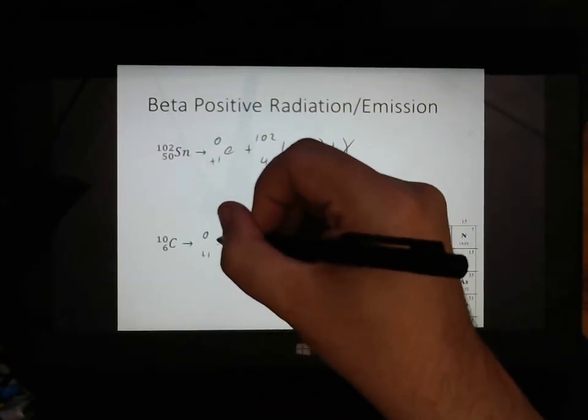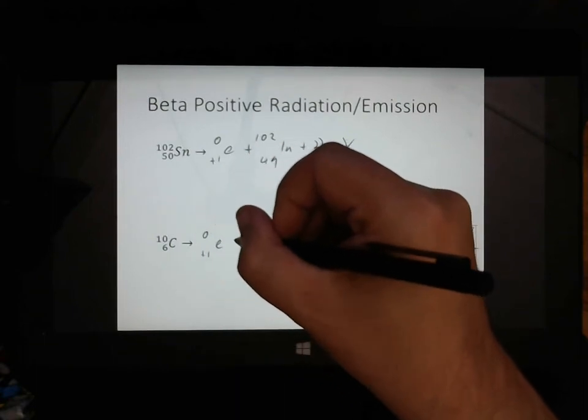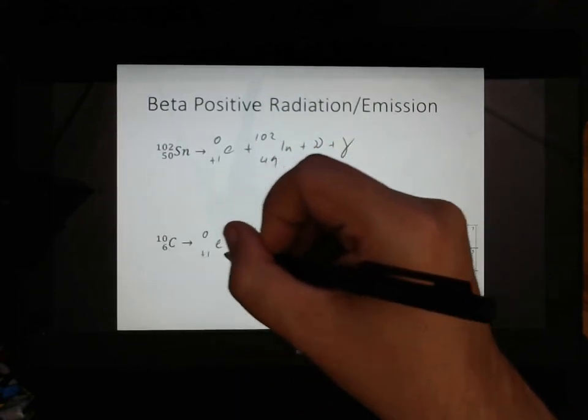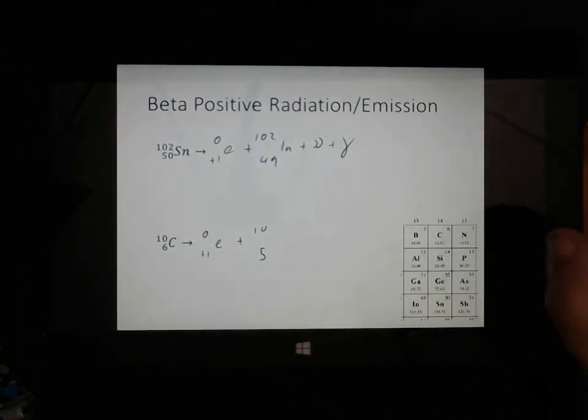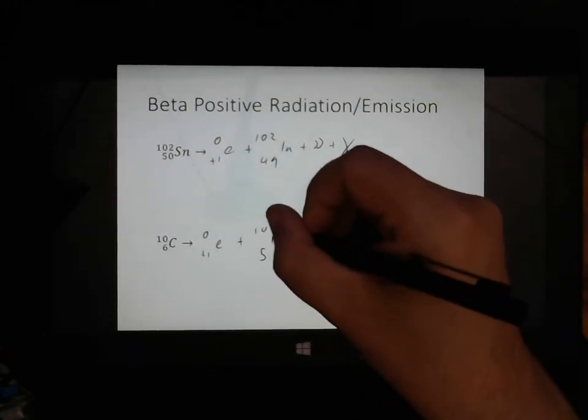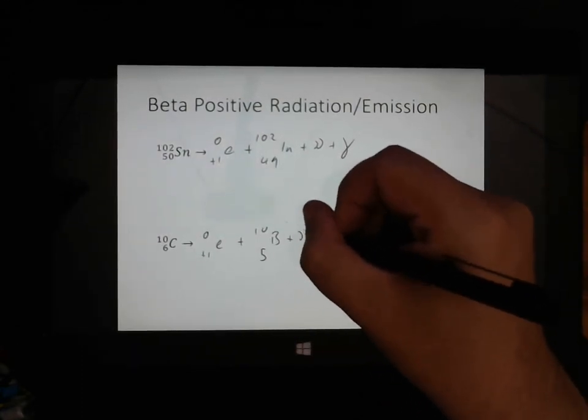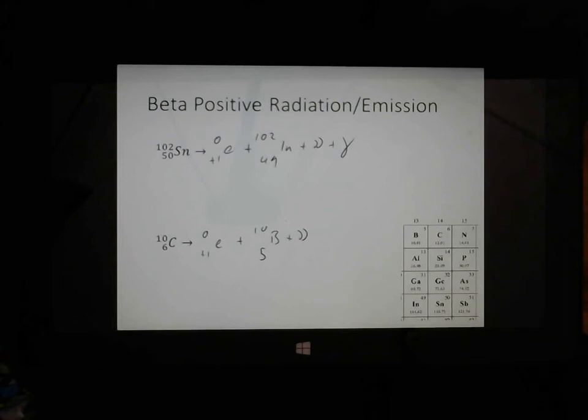So let's do this one. 10 take away 0 gives me 10. 6 take away 1 gives me 5. And element number 5 is boron, plus my neutrino because it's beta positive, and we're done.